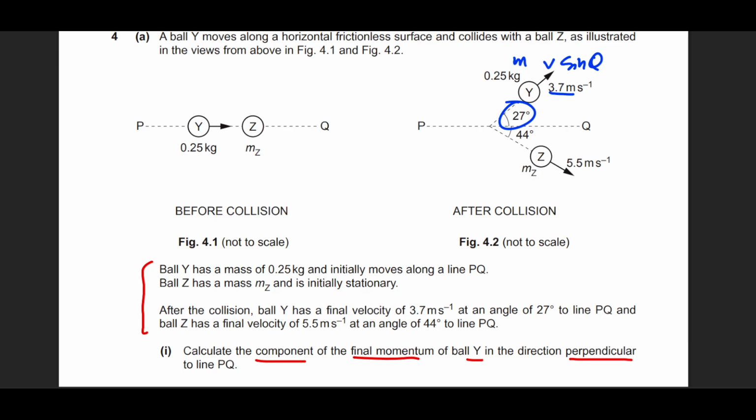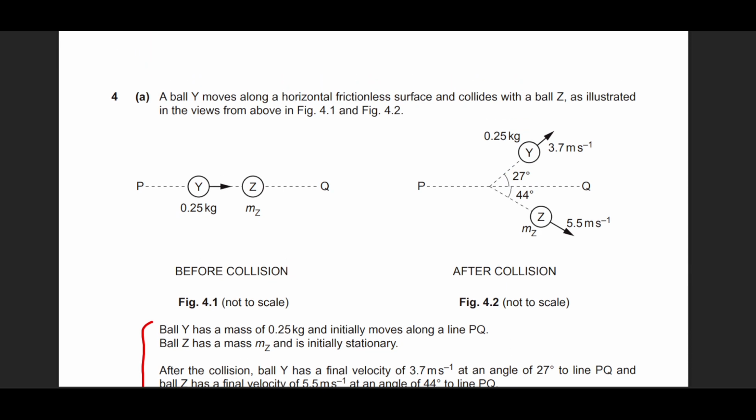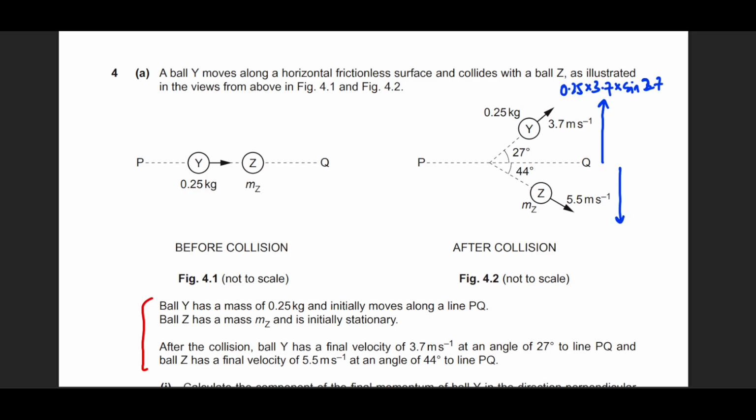Okay, so let me write down these components and all of these equations over here. The upwards component is going to be 0.25, which is the mass, into velocity 3.7. Since it's the front component, this will be multiplied with the sine 27. On the other hand, if I wanted to find the component of ball Z in the downwards direction, this should be mass of Z, which we don't know right now, velocity of Z, which is 5.5, multiplied by, again, the component is in front of the angle, so this will be sine of 44.